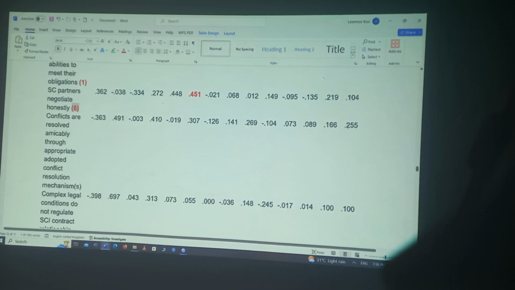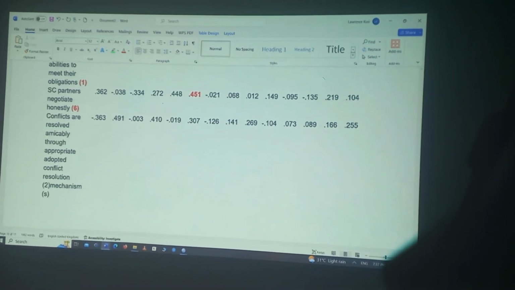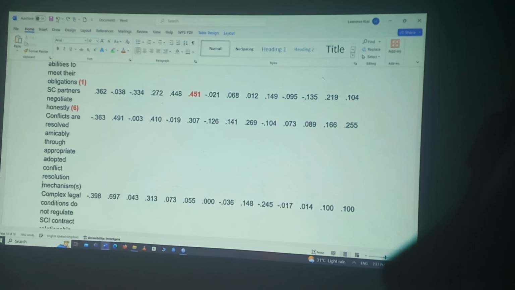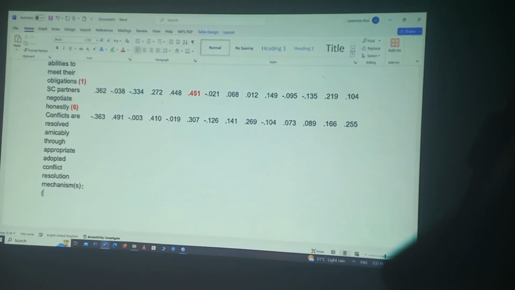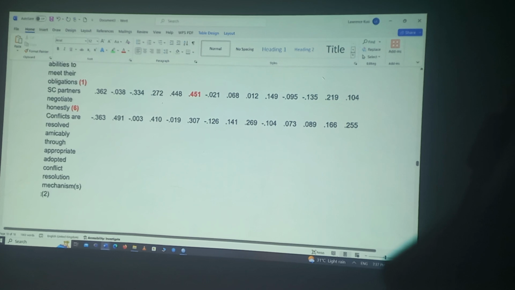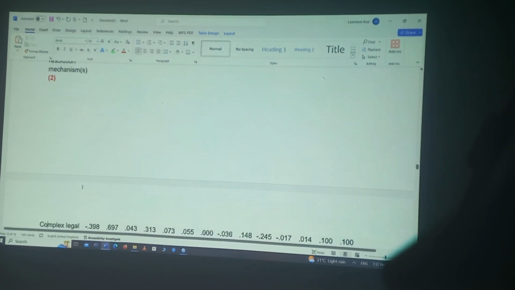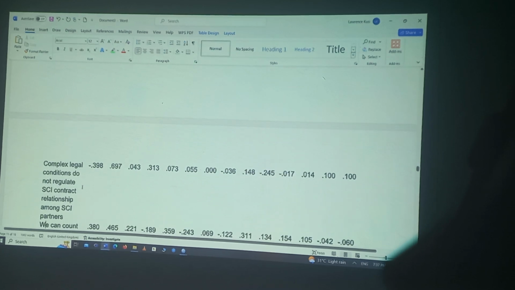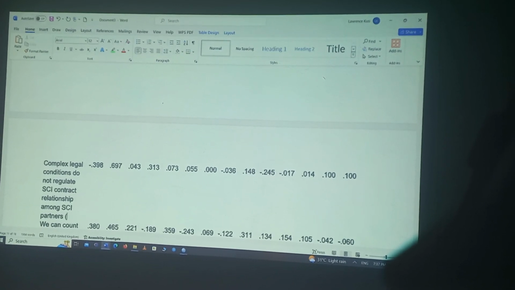Okay, so this one will be for factor 2. Factor 2. Factor 2. And this one belongs to which factor? Factor 3. Are you sure? Check. 1, 2. I will skip 1.